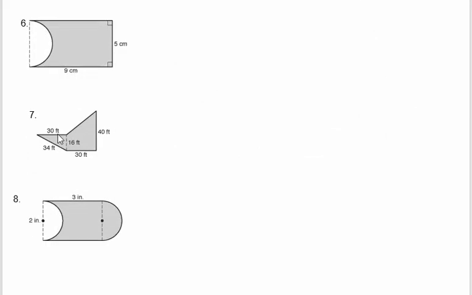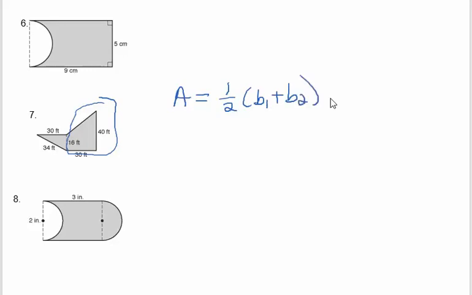In number 7, you could use the area of a trapezoid for this, or you could divide it and find the area of the rectangle plus the area of the triangle plus the area of the other triangle. I think I'm going to go ahead and find the area of the trapezoid because I haven't used that formula today yet. So this piece right here is a trapezoid, and the area of a trapezoid is found by taking 1/2 base 1 plus base 2, and then multiplying the whole thing by the height. You could also take base 1 plus base 2 divided by 2 and then multiply by the height.